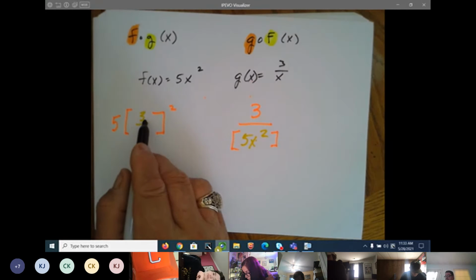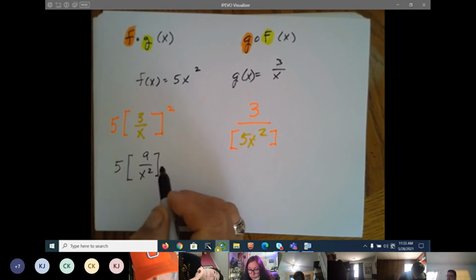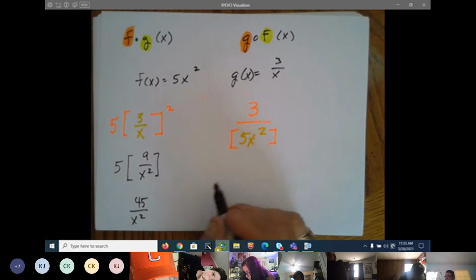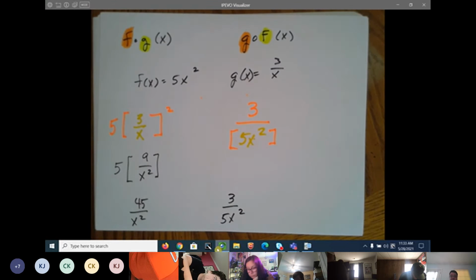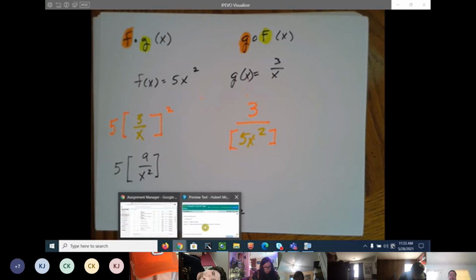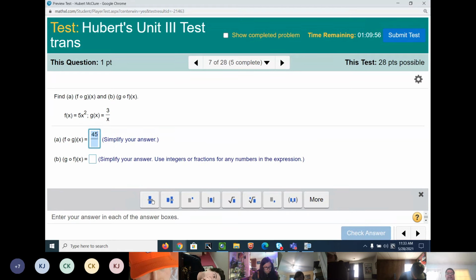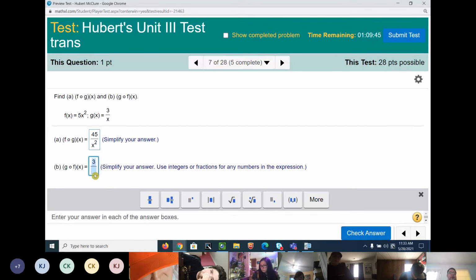So 9 over x squared, so 5 times 9 over x squared is 45 over x squared. And this is 3 over 5x squared. And that's your 2 answers. So F composed of G is 45 divided by x squared. And G composed of F is 3 over 5x squared.